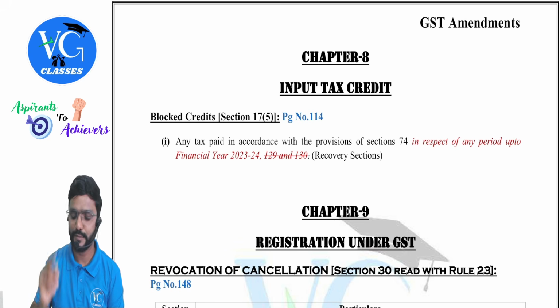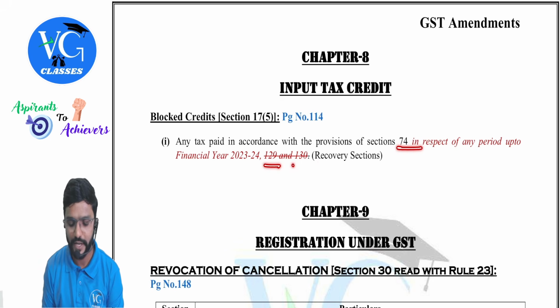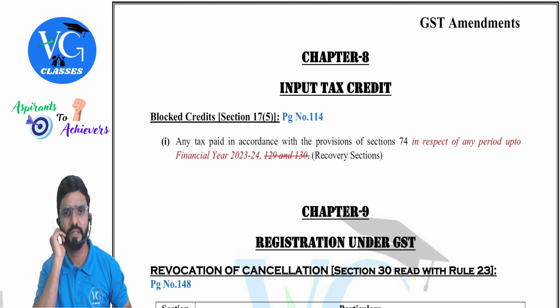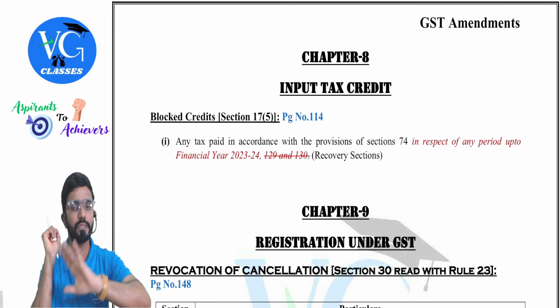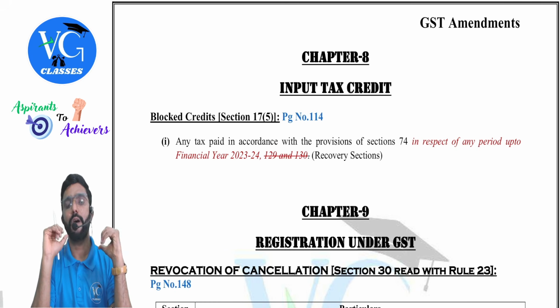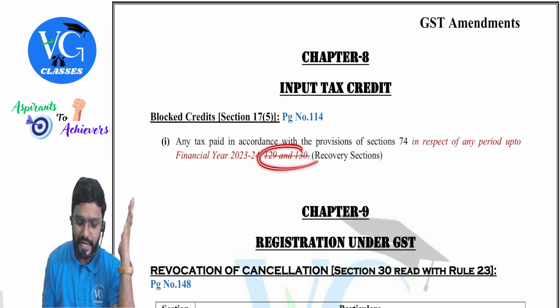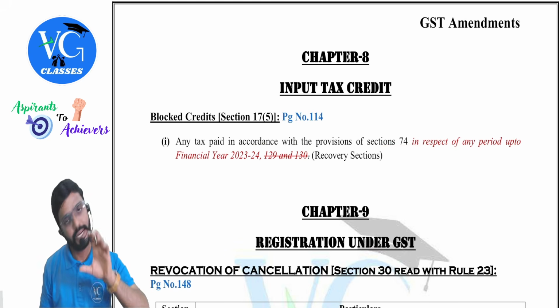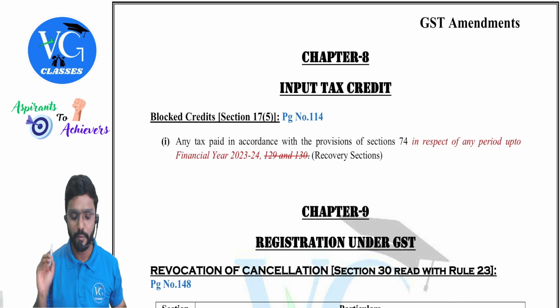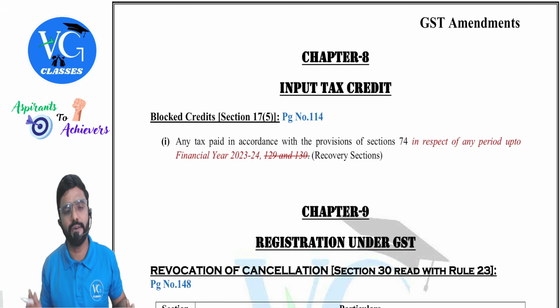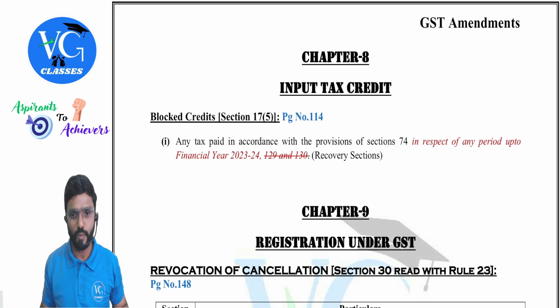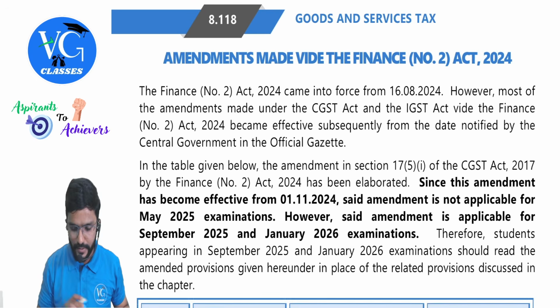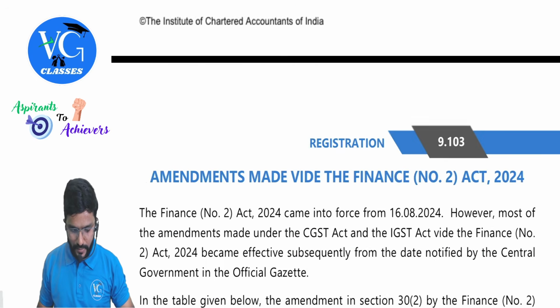Previously, credit was not allowed. If you had paid tax as per section 74 or 129 or 130, they told no credit. Even if you satisfy all the conditions, still no credit. But now they have removed section 129 and 130, whereas 74 they have told it is there. Credit is not allowed, but only up to financial year 23-24. After that, is it allowed, sir? Yes. Fine. That's all about chapter 8.